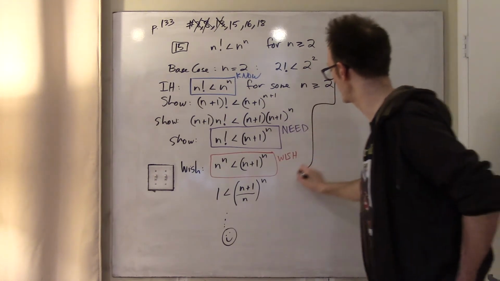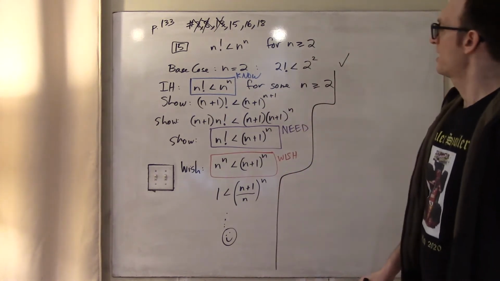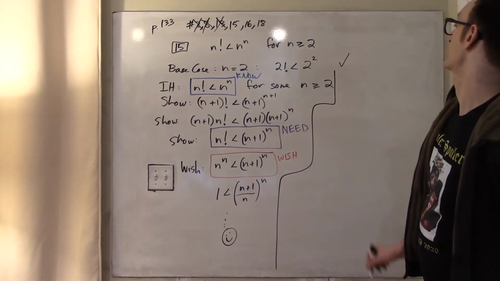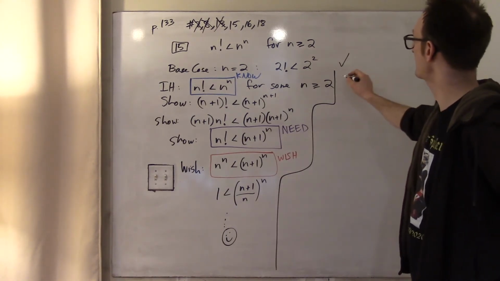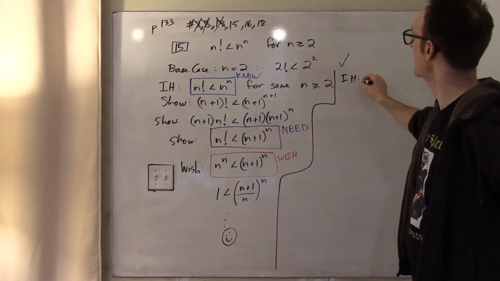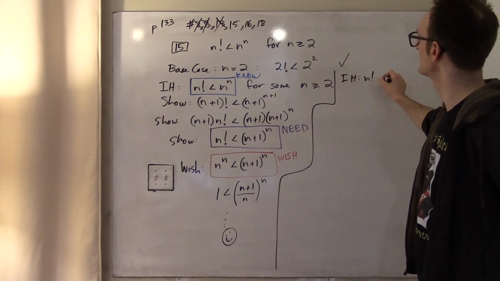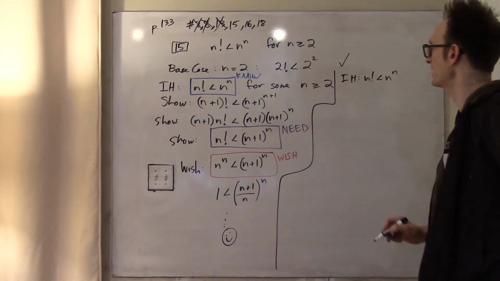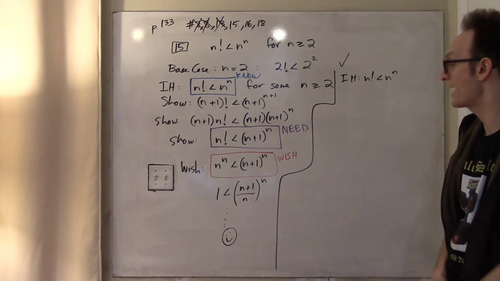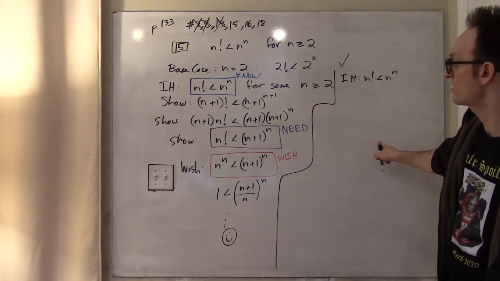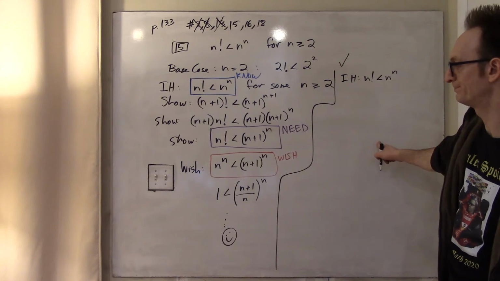here's what I'm going to do. I'm going to say, okay, make sure I do this right. I have my inductive hypothesis. What's my inductive hypothesis? It's that n factorial is less than n to the n. Okay, great. What else do I have? Well, make sure I do this right.